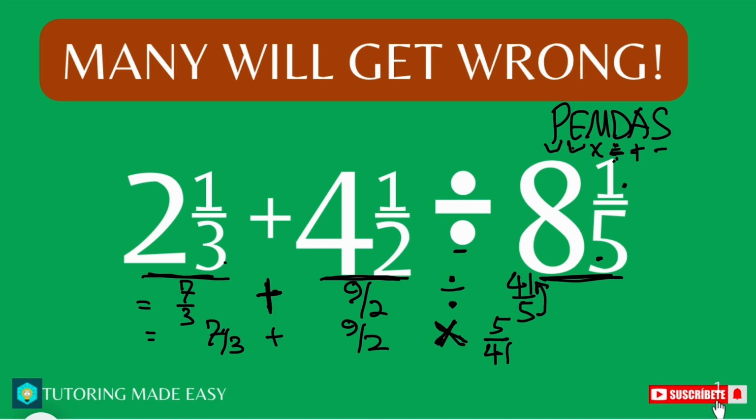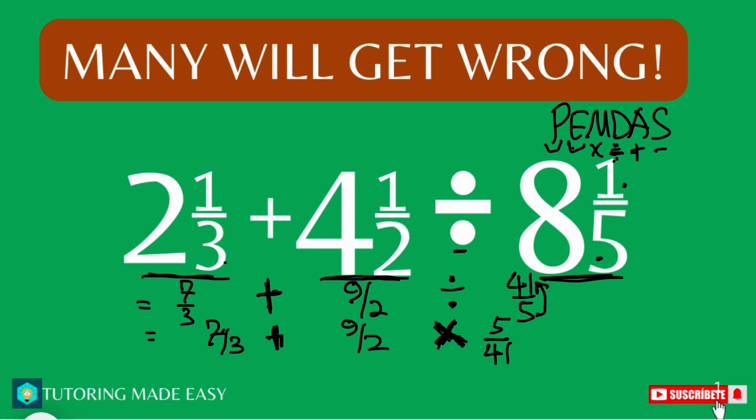Anytime you change the division sign to a multiplication, the denominator, which is 5, goes up, and then the 41 goes down. So once we do this, the next thing we can see is that we have another mathematical operation sign, which is addition, and the other operator is a multiplication.